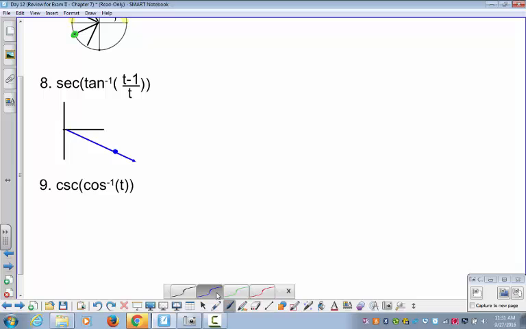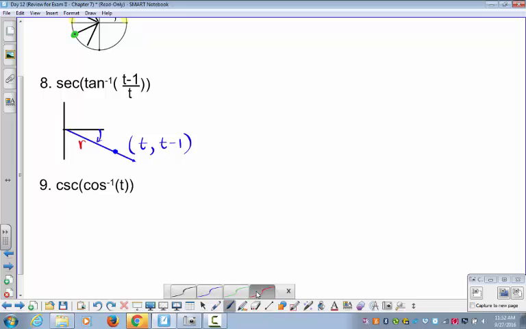I'm trying to draw an angle that has a tangent value of t minus 1 over t. Tangent is y over x. So let's force a point on the terminal ray such that y divided by x is t minus 1 over t. And that's what I would choose. There's our radius. We don't know what that is. Is that okay?